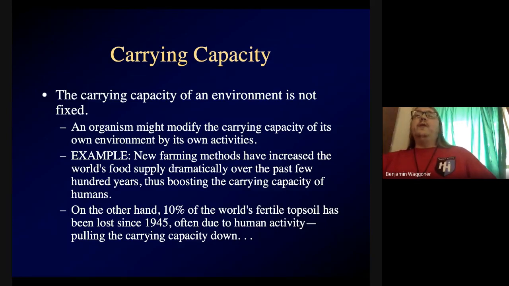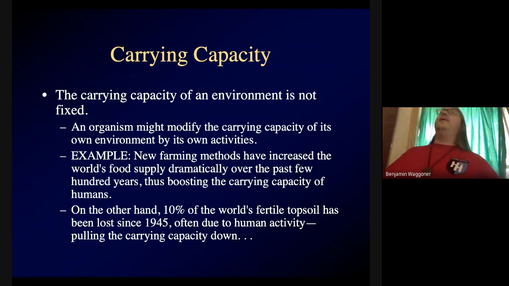But humans are the greatest example of this. New farming methods, especially since the 1950s, pioneered by a gent from Iowa named Norman Borlaug, have increased the world food supply dramatically over the past 70 years or so, the Green Revolution.